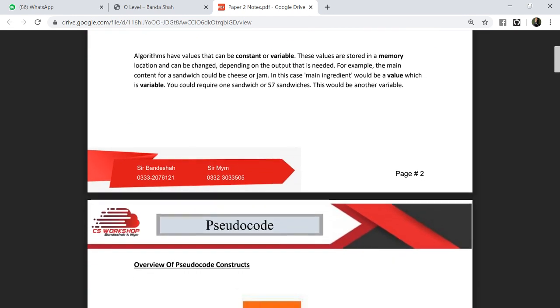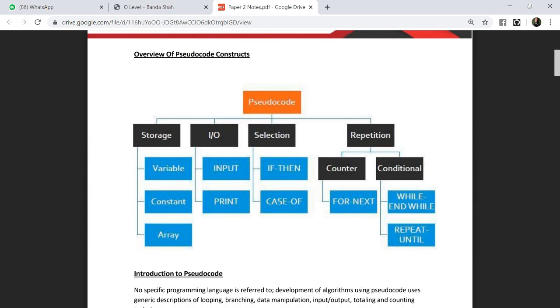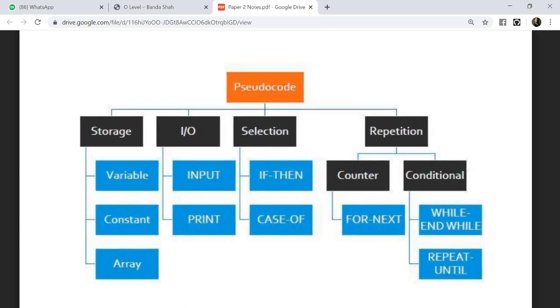So the theory that revolves around paper two, all the basics, are mentioned here, like designing an algorithm, and there are some really important topics. For example, you should know about variables, constants, and arrays, the input and output, which you can also call print, and the selection statements. Often there are questions in paper two that mention the selection statements. You should know about if, then, else, and case of, otherwise.